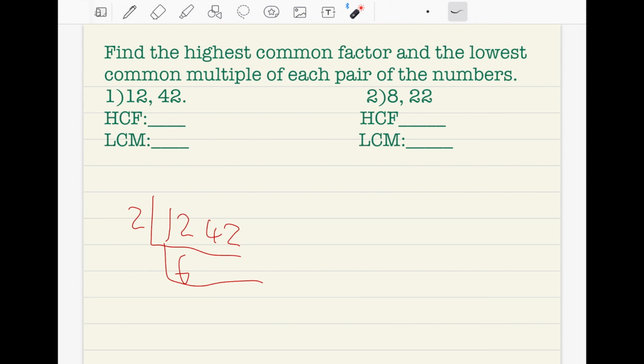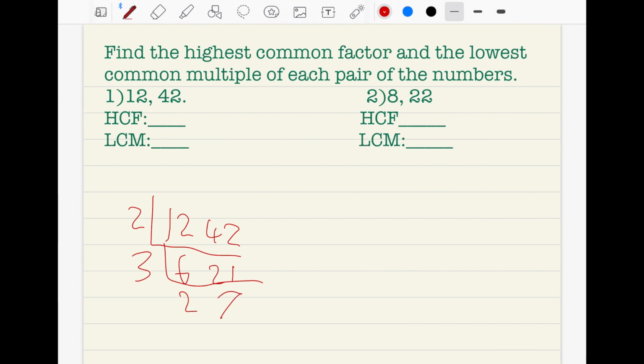Okay, I'm just going to complete this first. So 42 divided by 2 is 21. And then we write a 3 here because 6 and 21 can be divided by 3. So 6 divided by 3 equals 2. And then 21 divided by 3 is 7.